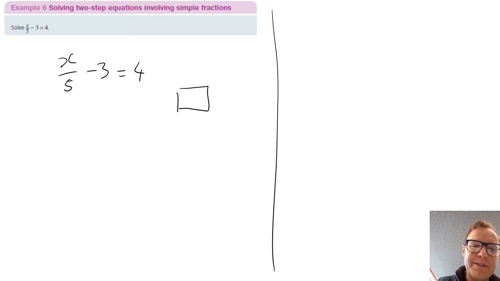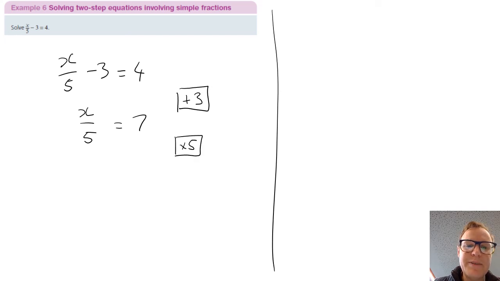I'm going to add 3 to both sides. So if I add 3, I'm left with x over 5 on this side, left with 7 on this side. Now I've got some number, and I divide it by 5 and I get 7. If I multiply by 5 on both sides, that will counteract that x over 5. I'll be left with just x, and that equals 35.